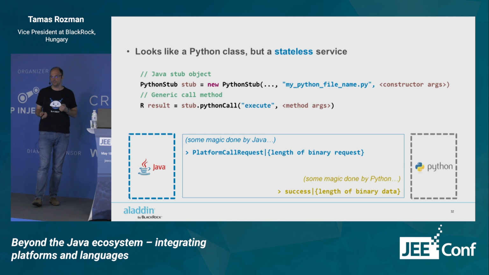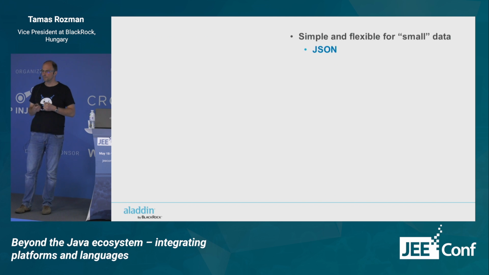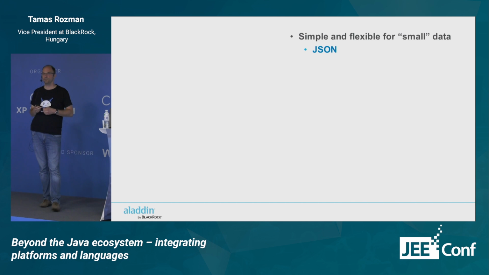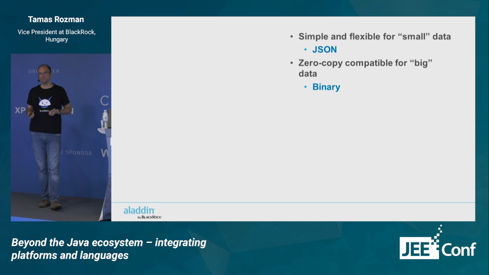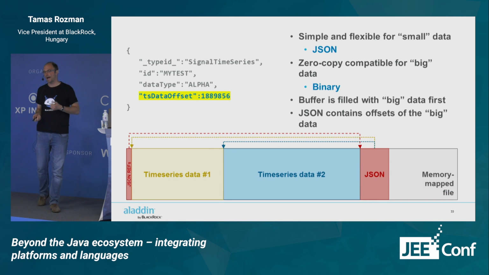So this is pretty easy. The real meat is in the serialization. We opted for something simple and flexible for small data, which I will talk about a little bit later. This is JSON. And we use binary zero copy serialization methods for our big meats, which are the time series data.